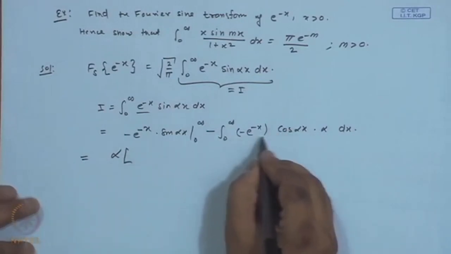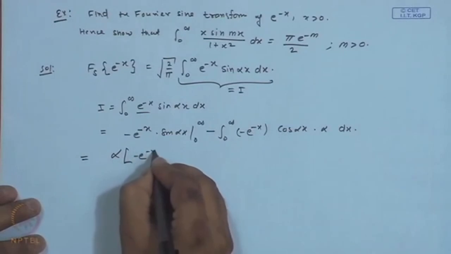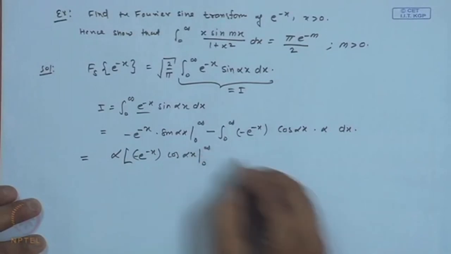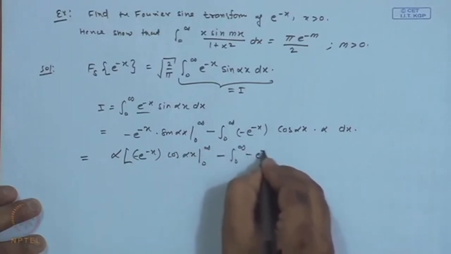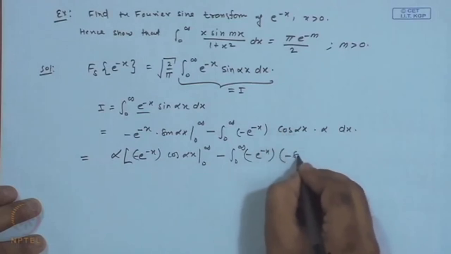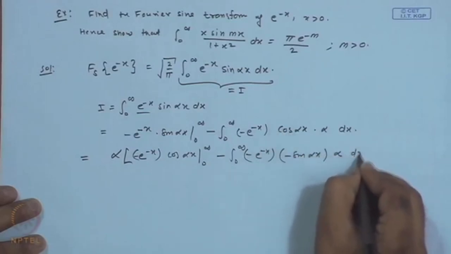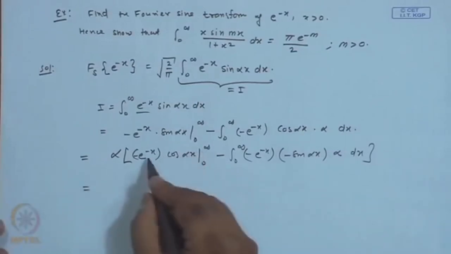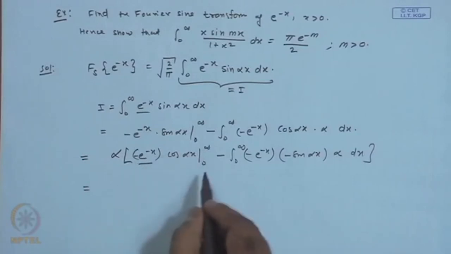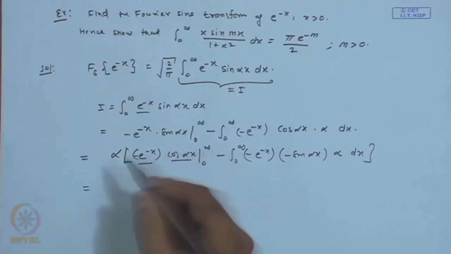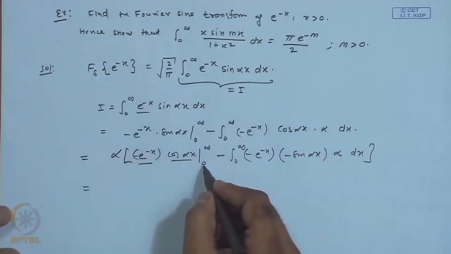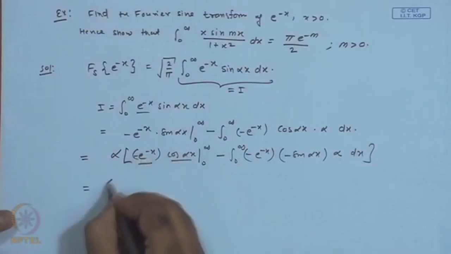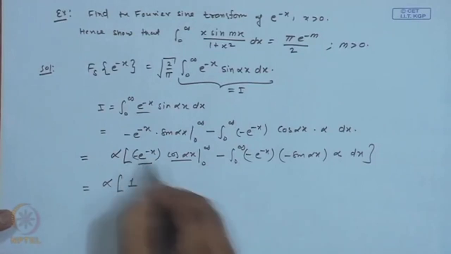and then again we integrate. So, minus e to the minus x and this cos alpha x, again with limits 0 to infinity, minus the integral from 0 to infinity of e to the minus x, and then we have this minus sin alpha x again on alpha dx. Okay, so here when x approaches infinity this will be 0, and of course this is bounded, so this whole will go to 0, and when x goes to 0 then we have here 1, so we will get this 1. So, 1 minus minus will be plus.